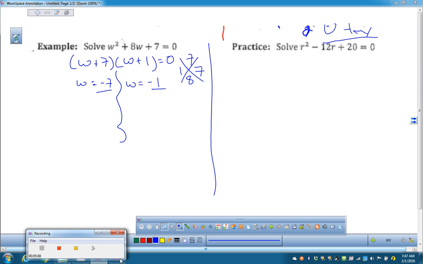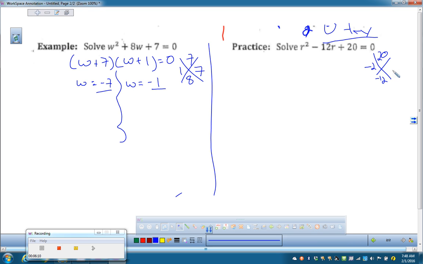Okay, Mandy, how do you factor that first of all? So wouldn't you have to find two numbers? Right? Well, yeah, you'd have to find two numbers that multiply to 20 and add to negative 12. Did you figure out what those two numbers were? Negative 2 and negative 10, perfect. So that means that factors to r minus 10 times r minus 2. And what are your two answers? R equals 2 and r equals 10. Yep, r equals 10 and r equals 2. You got it. All right?